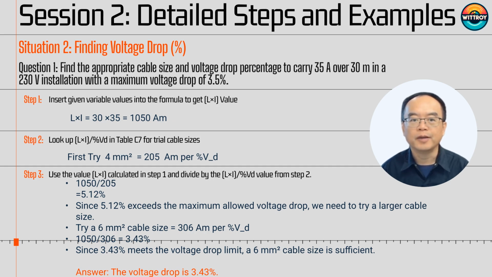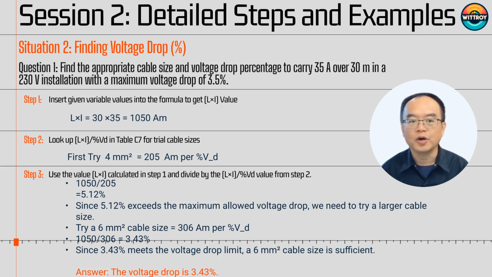Step 2, look up the ampere meters per percentage voltage drop value in Table C7 for trial cable sizes. For a single phase 230 volt installation, a 4 square millimeter cable has a value of 205 ampere meters per percentage voltage drop. Step 3, get the percentage voltage drop. Divide the value from Step 1 by the value from Step 2. 1050 divided by 205 equals 5.12%. Since 5.12% exceeds the maximum allowed voltage drop, we need to try a larger cable size.